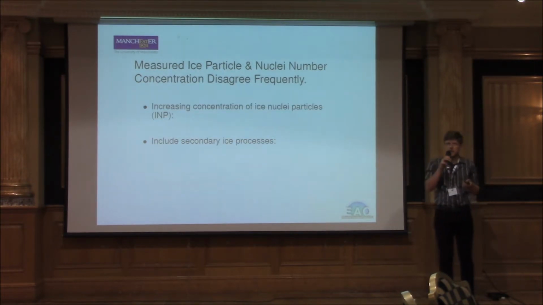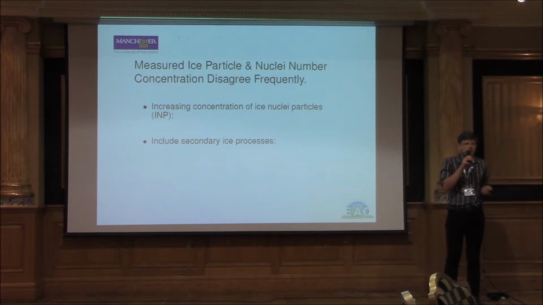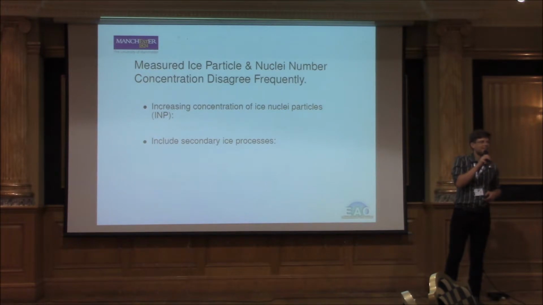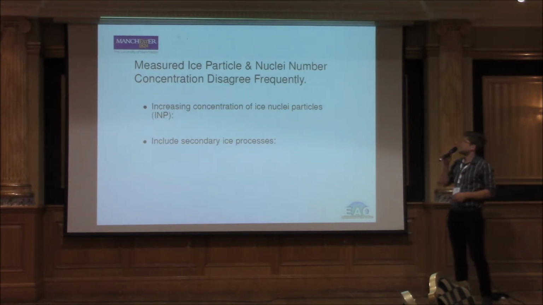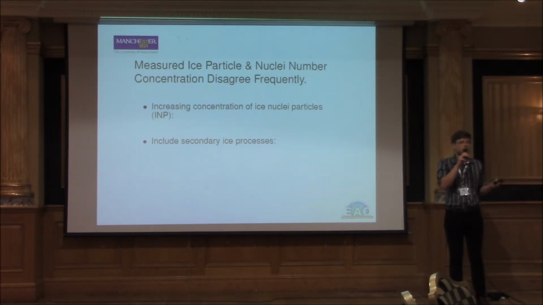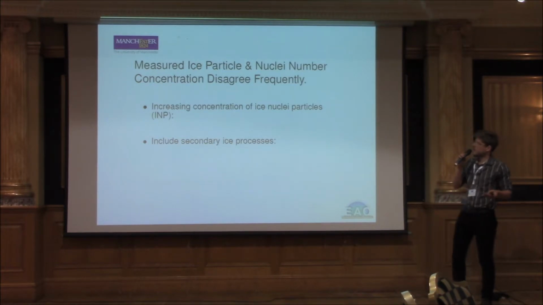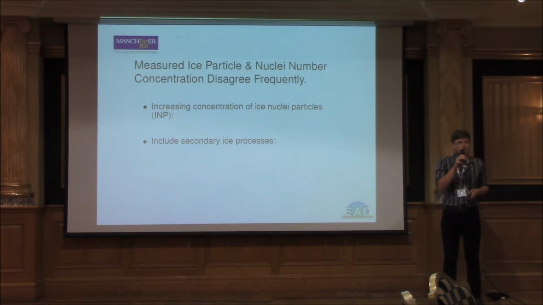So they had 2 ideas. They could increase the ice nucleating particle concentration to, what's up, James? Oh well, so 2 ideas. We could increase the ice nucleating particle concentration to increase the ice number concentration, or we can include secondary ice processes.